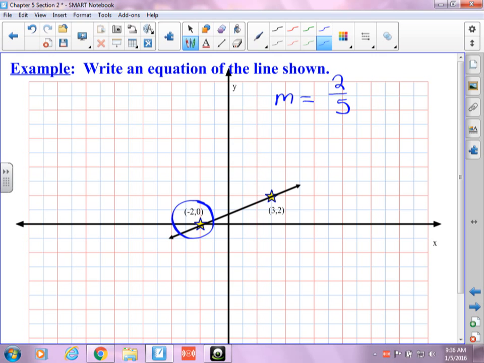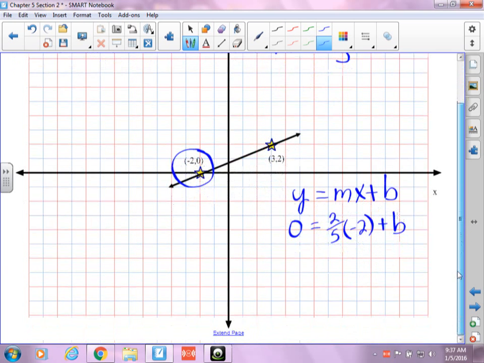So to fix this, let's take the first ordered pair, and we're going to take the equation y equals mx plus b. We're going to do the same thing that we did before. I'm going to pick my y, which is 0 in that ordered pair. My m is 2/5, because I just figured that out. My x is -2, and my b is b, because that's what I'm trying to find. So you'll notice it's the same process. You didn't have to choose -2, 0. You could have chosen 3, 2 and gotten the same answer.